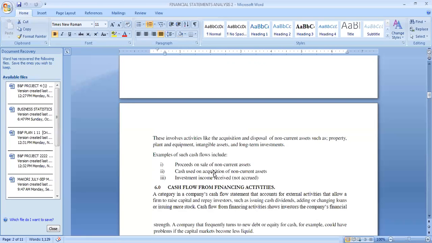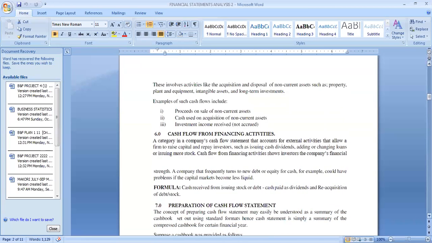And again here, remember, in the cash flow statement we are going to talk about cash inflow and cash outflow. For example, if you sell a fixed asset, you are going to receive cash, therefore it will be a cash inflow. If you acquire a fixed asset, you are going to pay for it, and therefore it's going to be part of the cash outflow.